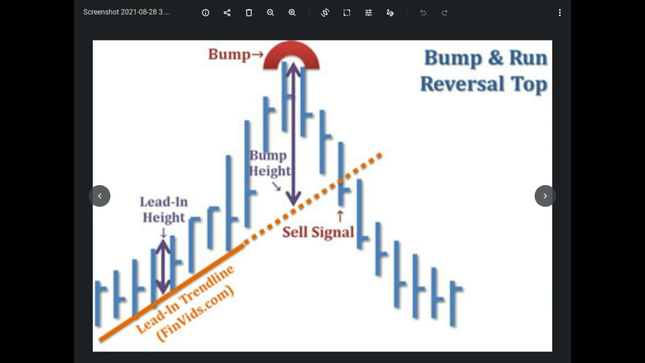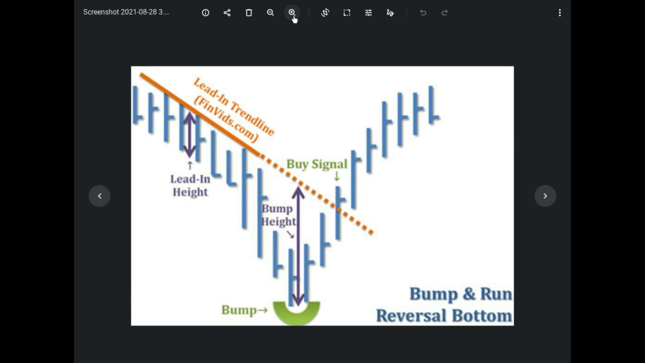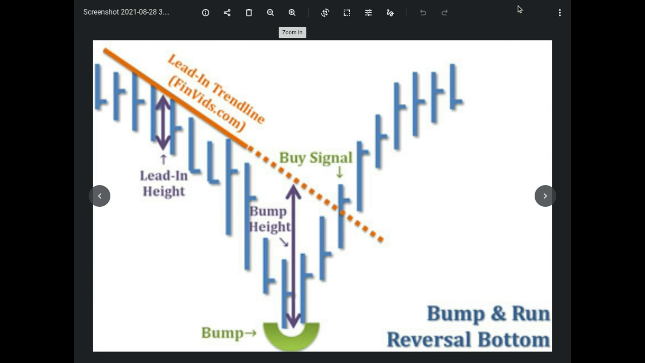Okay, so what I'm looking at here is the bump and run reversal bottom. Oh, and we got the top up there. Hold on. Okay. So what we're looking at here is the bump and run reversal bottom.